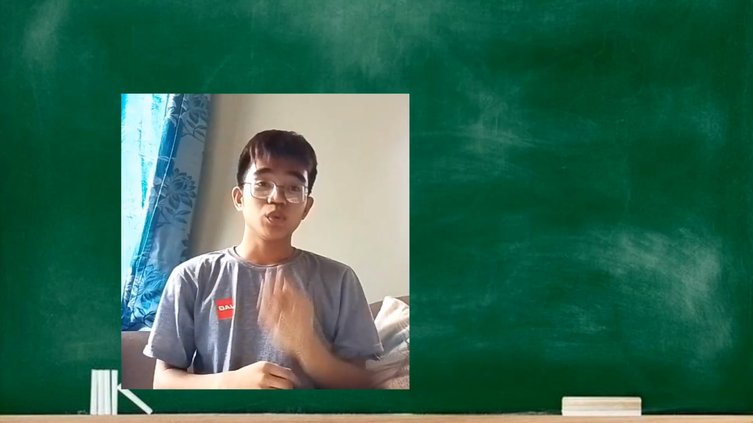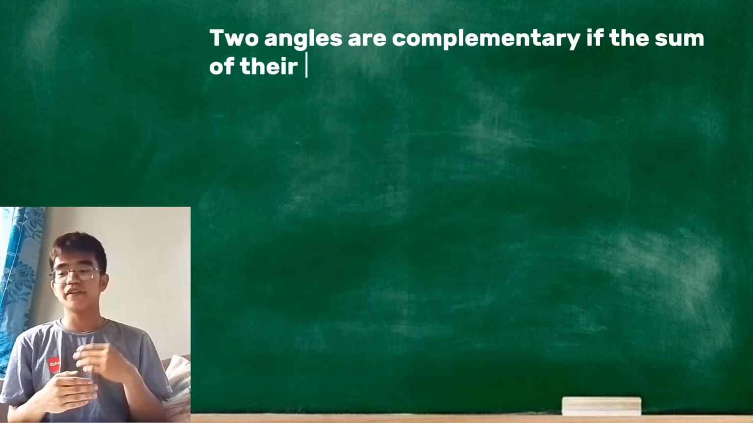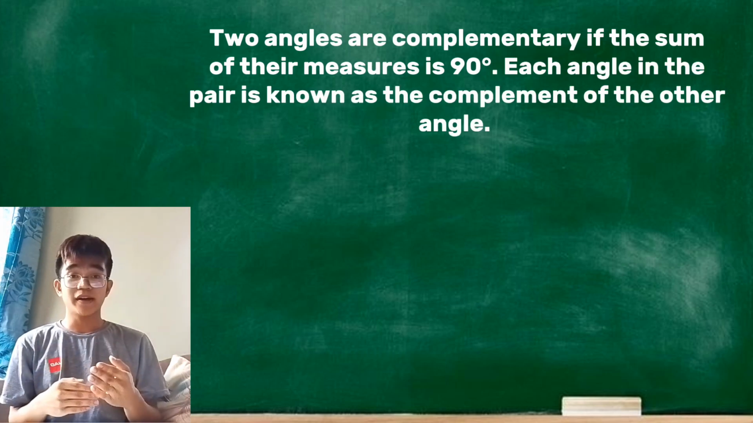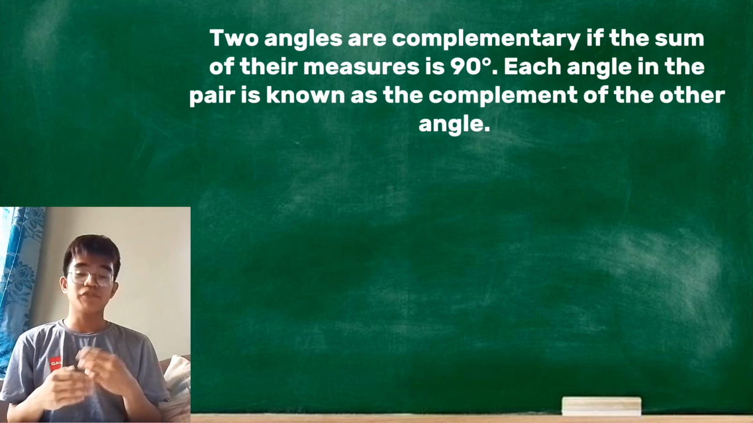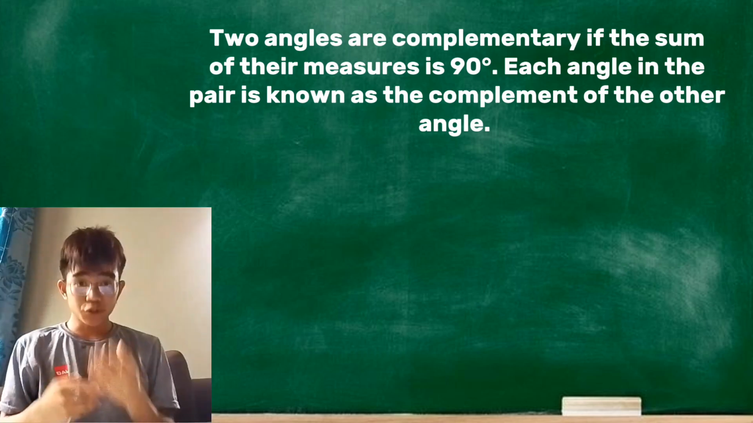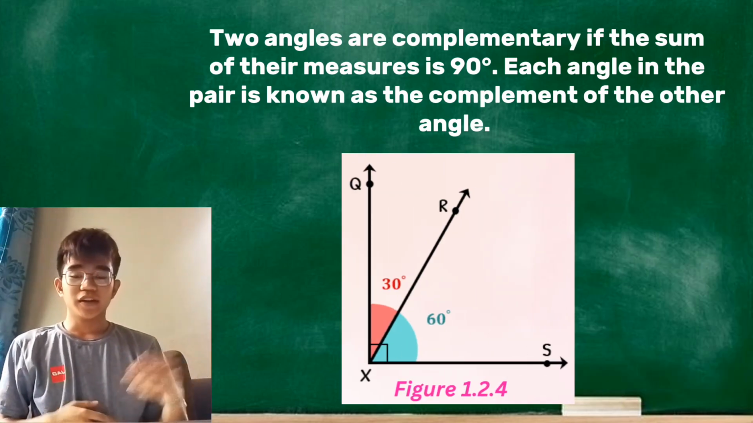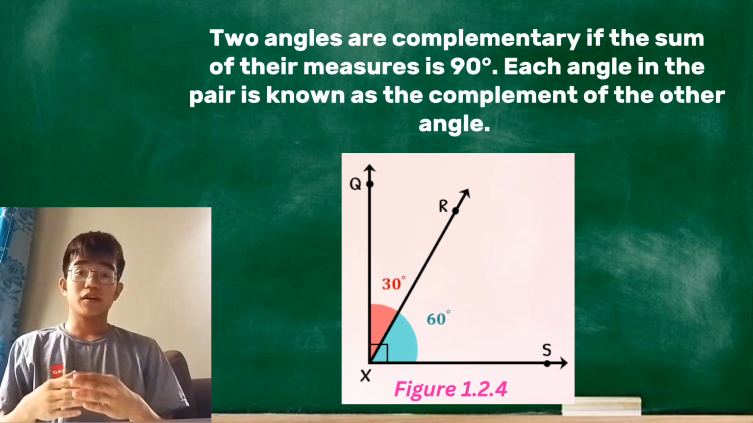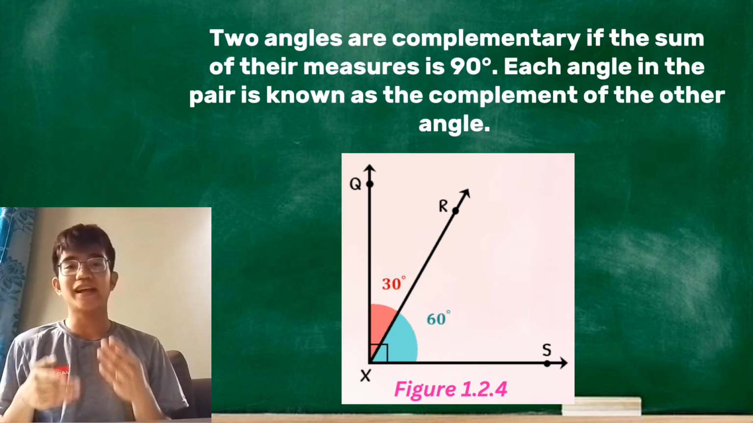Complementary angles. Two angles are complementary if the sum of their measures is 90 degrees. Each angle in the pair is known as the complement of the other angle. As shown in figure 124, 30 degrees and 60 degrees are complementary angles because their sum is 90 degrees.